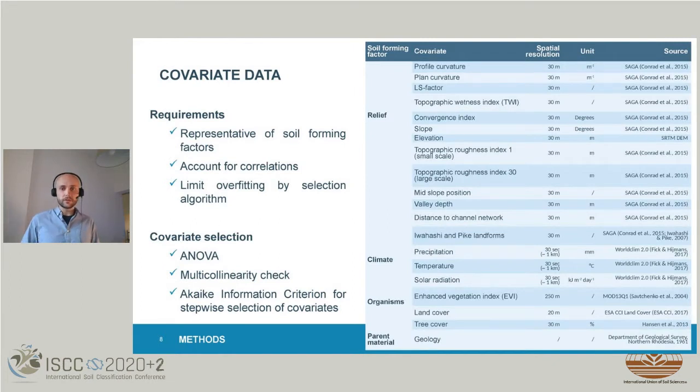So I mentioned the other important set of input data, which are the environmental covariates. I will not go into detail, but basically they represent the most important soil forming factors. And when you select these covariates, it's important to have a rigorous methodology of doing so, because including or excluding a particular covariate will have a substantial influence on the final result of your soil map.